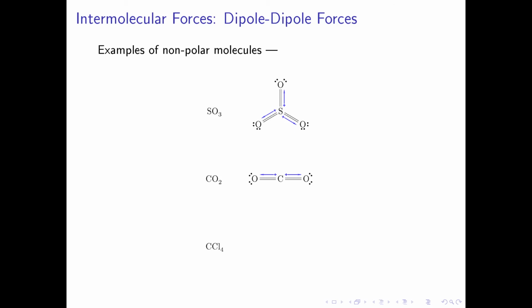Lastly, we have carbon tetrachloride, which has the following Lewis dot structure. Again, because each chlorine possesses three lone pairs, there is a tremendous amount of electron density around each of these chlorine atoms. But due to the tetrahedral structure, once again, the individual dipole moments cancel out, resulting in zero net dipole. So all three of these molecules are nonpolar and will therefore not demonstrate dipole-dipole interactions.